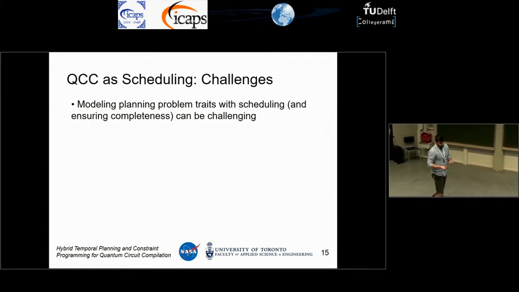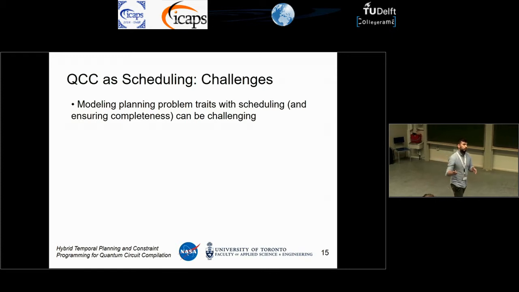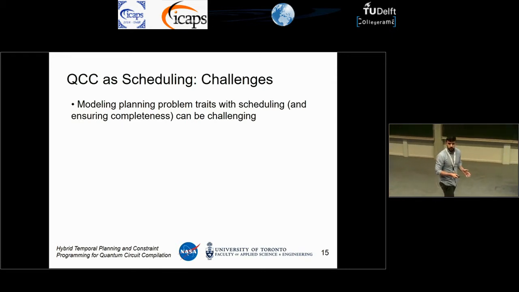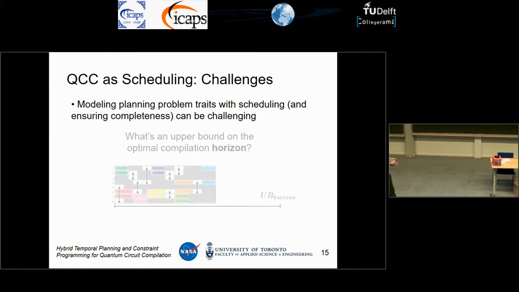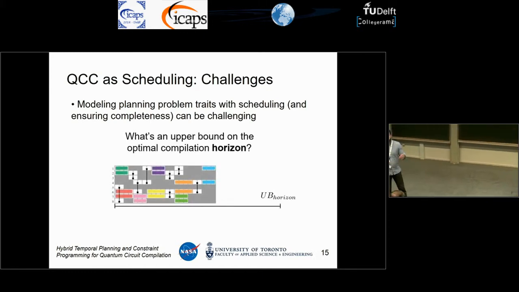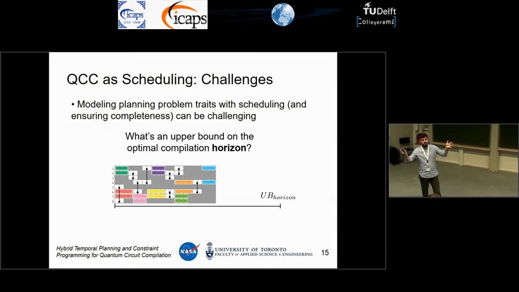The challenges. Okay, so this is where things heat up. You take a planning problem and you want to solve it with a scheduling technology, and things get really hairy really quickly. Why is that? In scheduling, we often have some sort of fixed horizon that we have to deal with, and we want to schedule things within that fixed horizon.